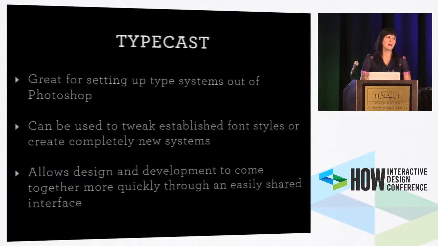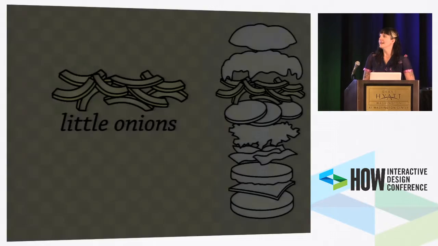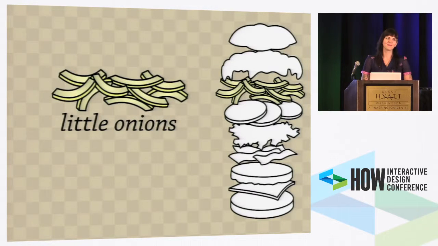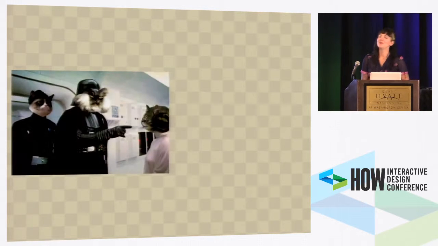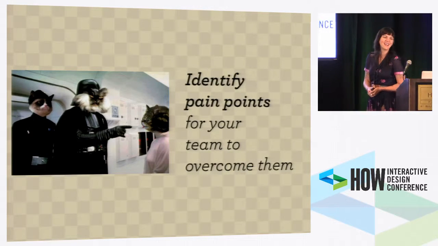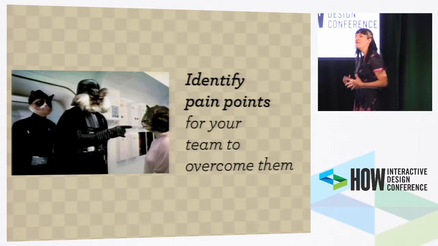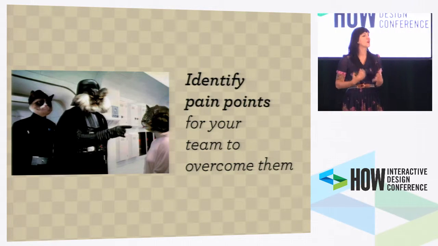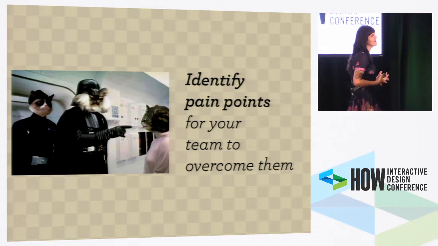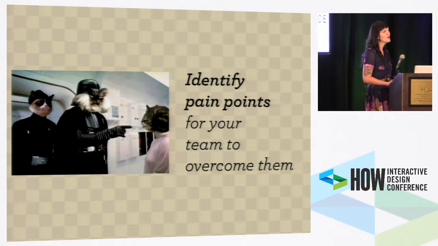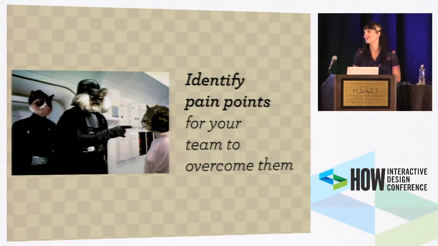Okay, so coming up is my least favorite sandwich layer, but it's one that's very important, the little onions. No one wants to play the bad guy, but it's really important that we discuss roadblocks for our teams and how we can overcome them. So here's just a few little tidbits that can make developers cry like onions.